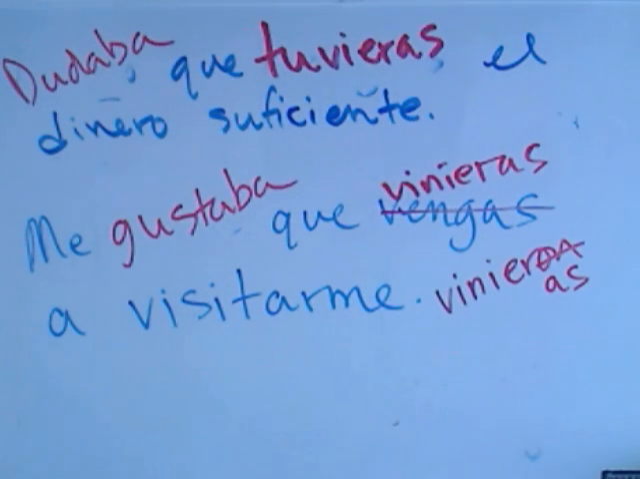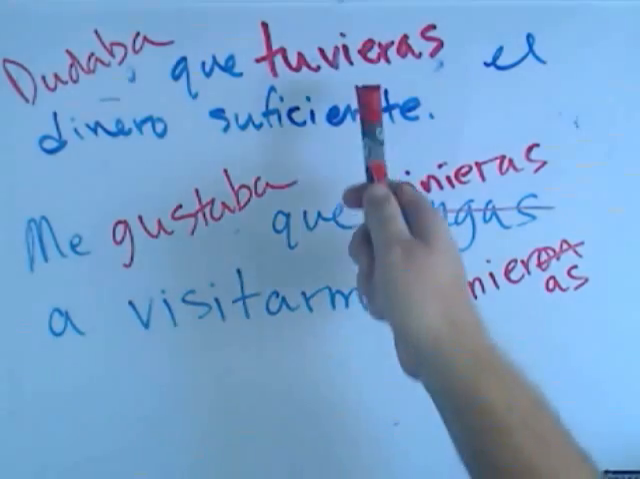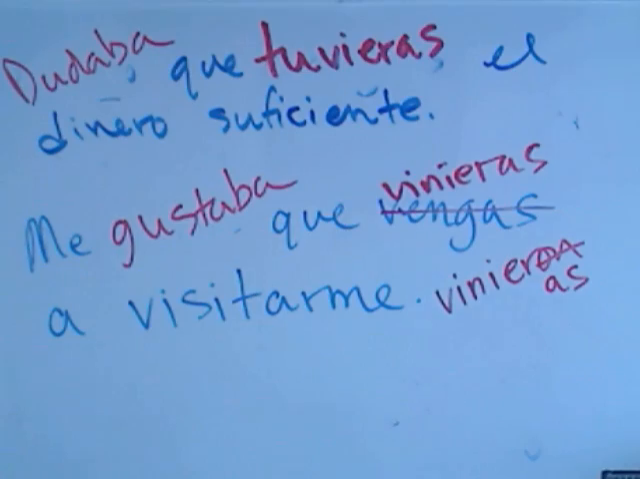Okay, so that's how we would convert sentences using the present subjunctive to the past subjunctive. Two steps. We really have to change the main clause verb to a past tense and then convert that dependent clause verb to the imperfect or past subjunctive.